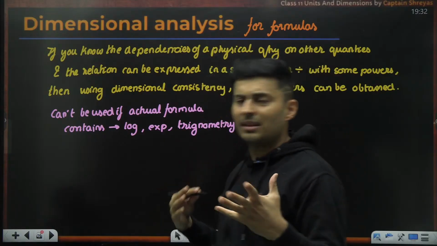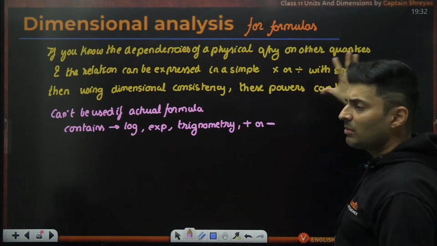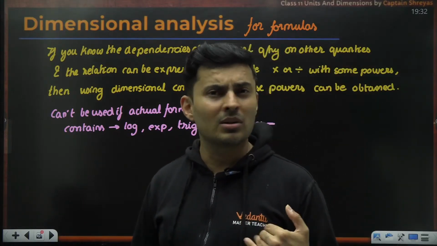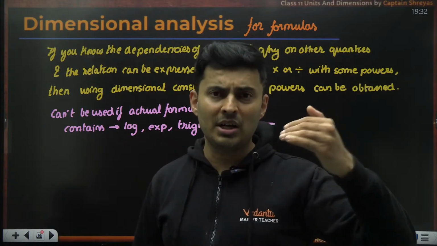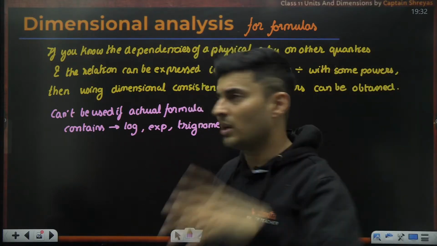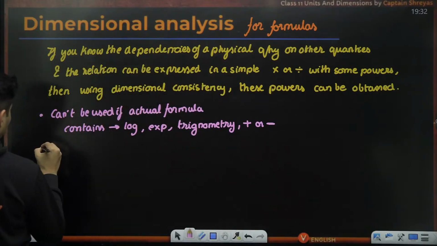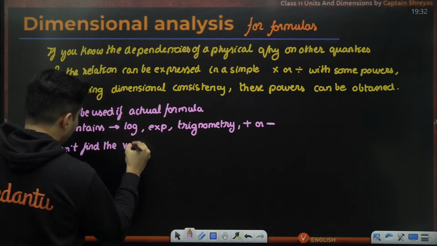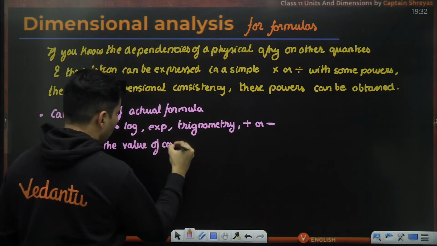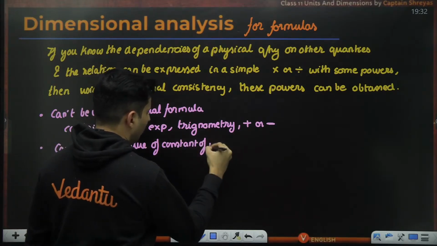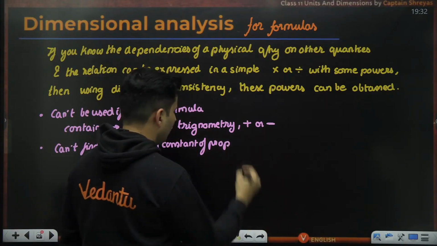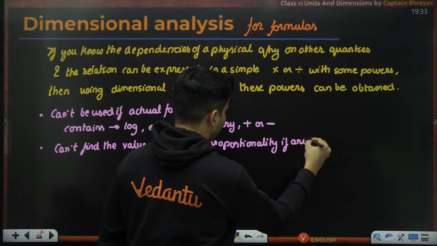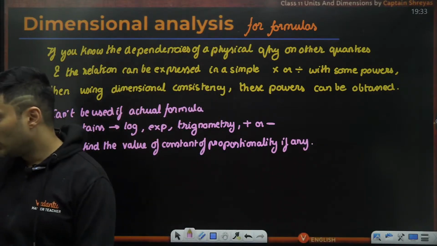It can be used only for simple things which can be expressed in some simple multiplication and division form with some suitable powers, like kinetic energy is half mv square, momentum is mass into velocity. This is very simple, but still time period of a simple pendulum is 2 pi root L by g. So these things you can use. Okay, this is one thing. Also, you can't find the value of the constant of proportionality, if any. So if there is any constant of proportionality, then you cannot find it.